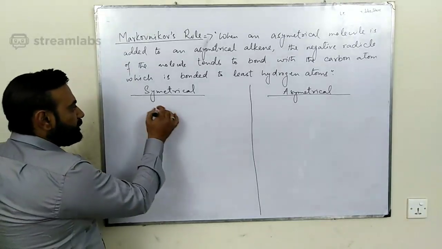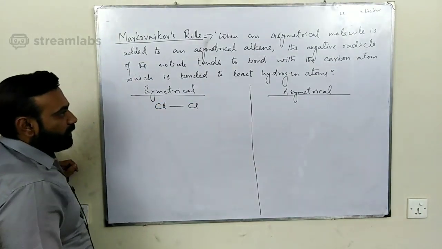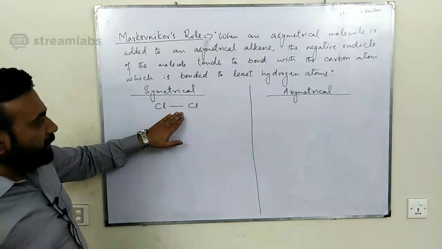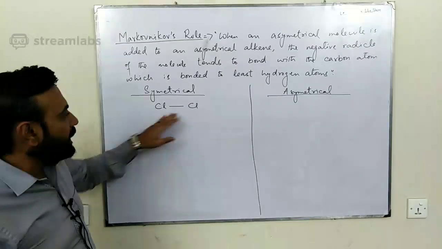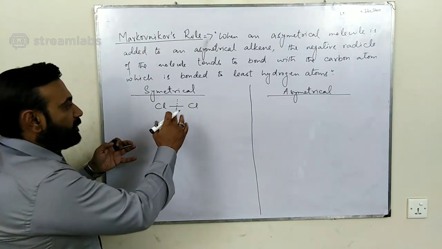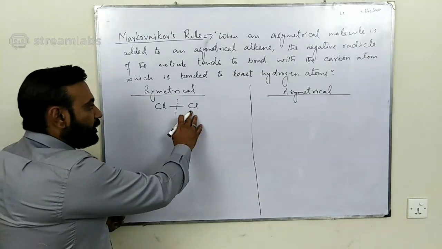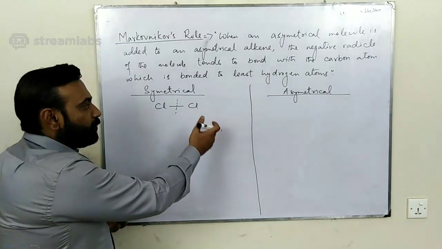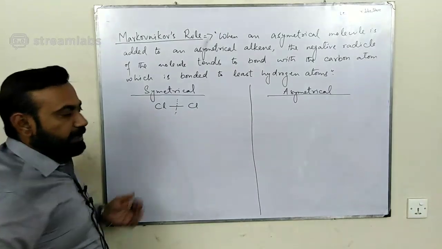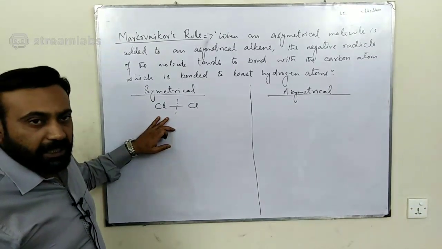Okay, now let's see. See, this is a molecule of chlorine, Cl2. It has one single bond between two chlorine atoms, and if this bond is broken, the radicals produced from each side are the same. Like a simple chlorine atom would be produced from this side, and a simple chlorine atom will be produced from the left side. So this molecule is a symmetrical molecule.